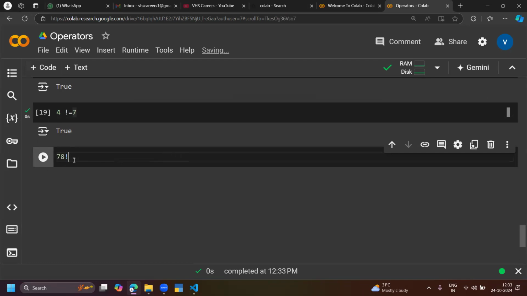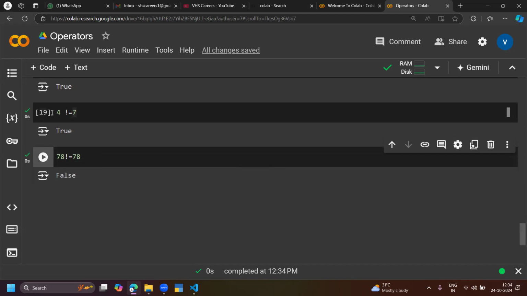Okay, let me give 78. 78 not equal to 78. It is true or false? Sir, my statement is very simple: 78 not equal to 78 means false. Sir, what you are saying, 78 is actually equal to 78, but you are saying wrong, sir.